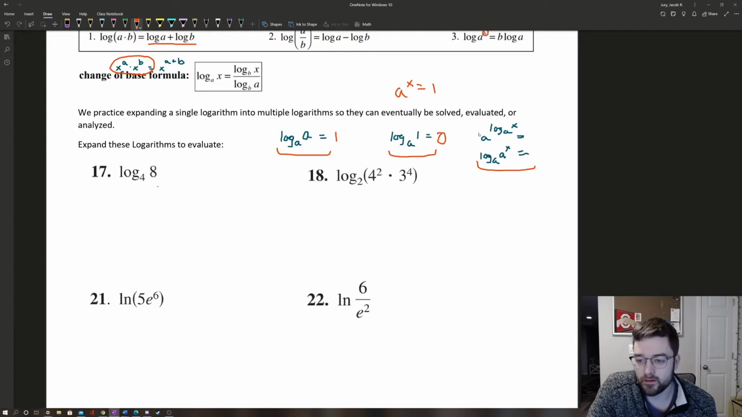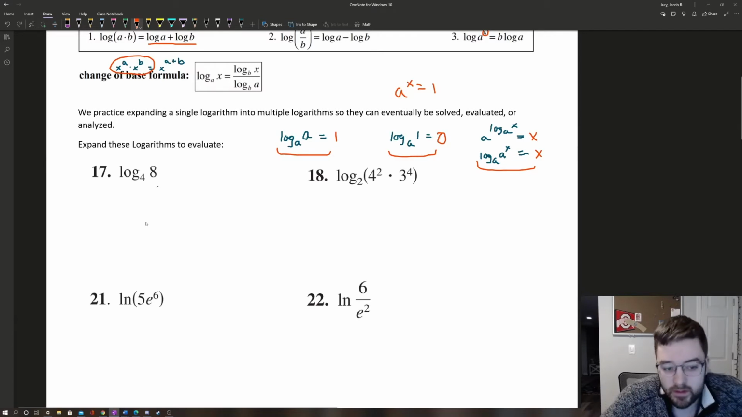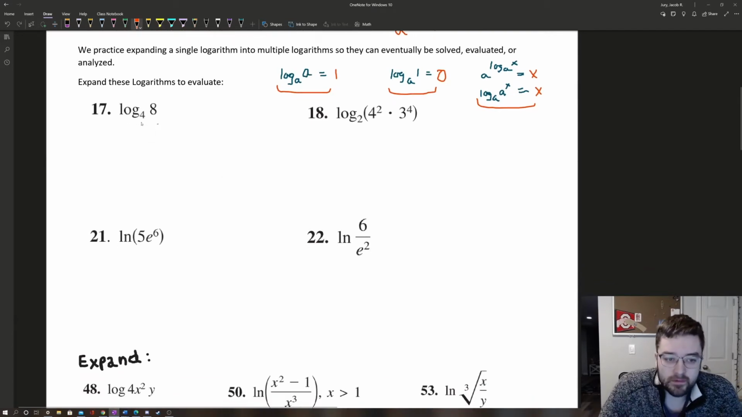And then these are our inverse properties over here. If we raise a to the power of log base a, then that's going to be the argument. And if we have inside the argument of the logarithm an a to the x with the base being a in that logarithm, then x is going to be the output. So these rules are important to keep in mind as we traverse these next examples.